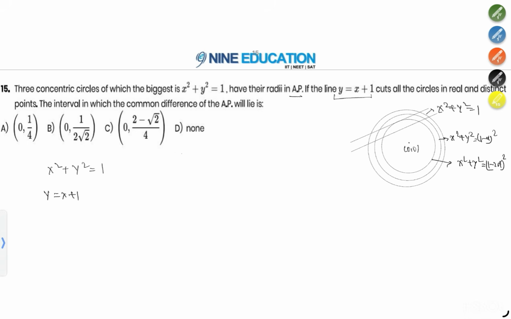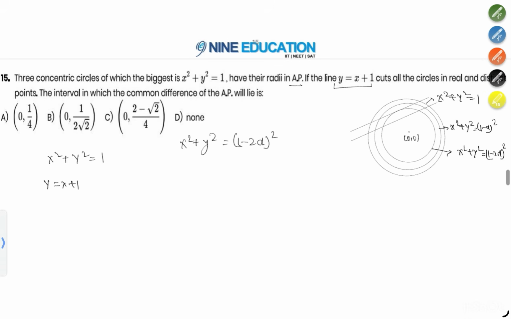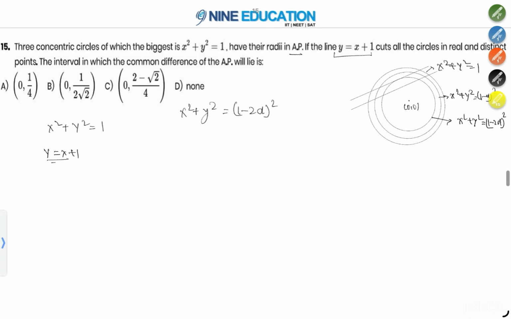So regarding this circle, x square plus y square equals (1 minus 2d) whole square, we know this line y equals x plus 1 can at maximum be the tangent. It cannot be that the line is outside the circle. This condition we cannot afford. So it means the distance from the origin to this line y equals x plus 1 can at maximum be 1 minus 2d.